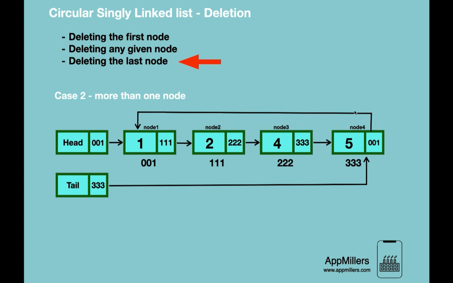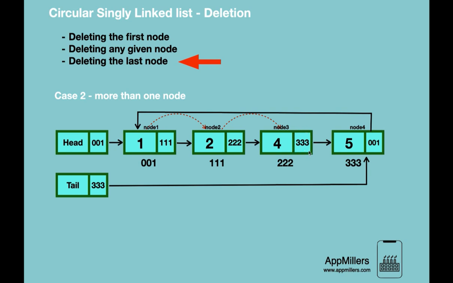In this case, if we want to delete the node over here, the first thing that we are going to do over here, we will loop through nodes from here until we reach the node that is before the last node. So in our case, node 3 is before the last node, which is node 4. So when we reach here, the next thing that we are going to do, we will update the reference of this node over here to point to the first node.